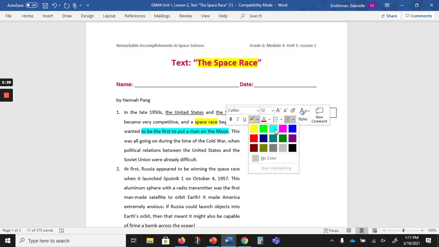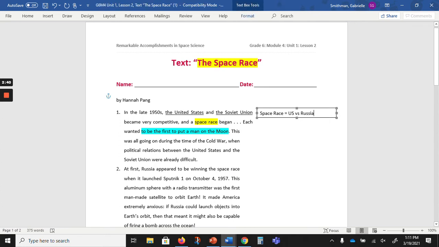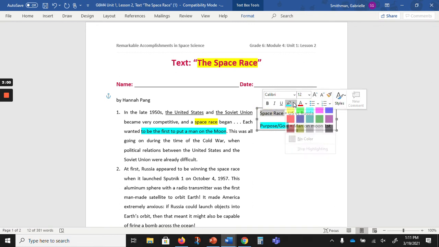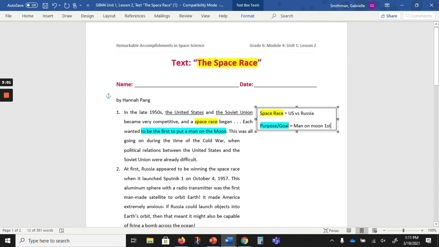I'm going to highlight that a different color because that tells me that purpose. So that's the purpose or goal, and I'm going to make a little note here, man on moon first. And over here, I'm going to actually highlight this that same color so that I can remember more easily my thoughts on that information.